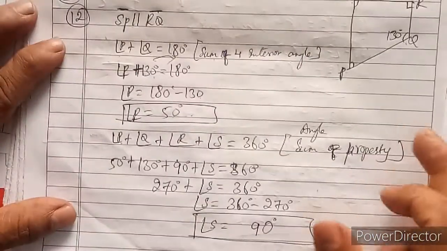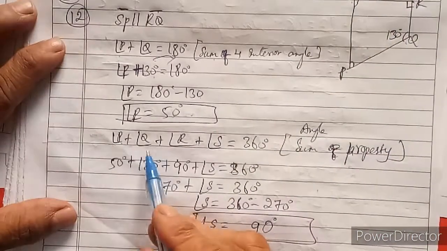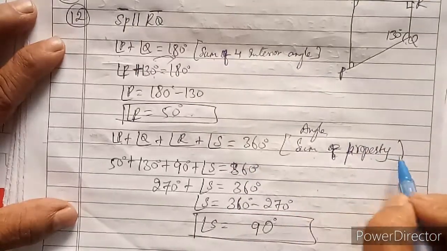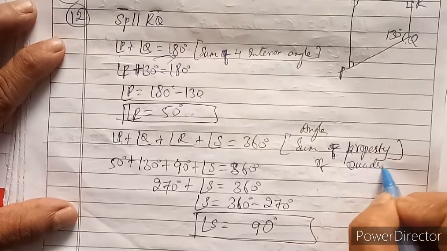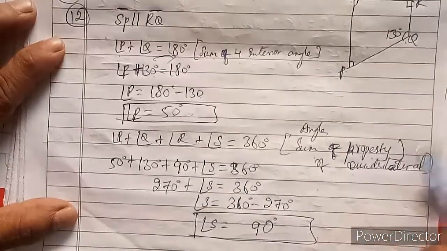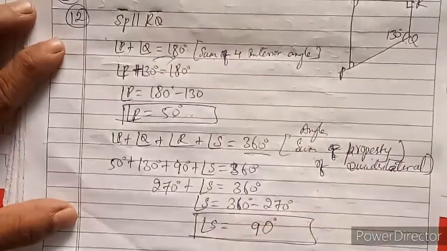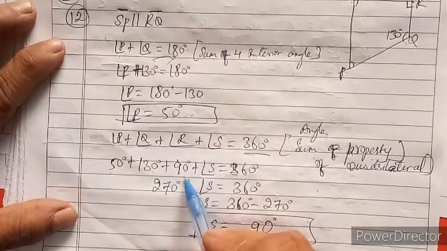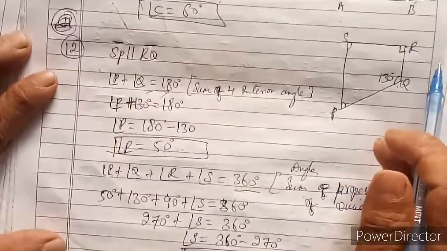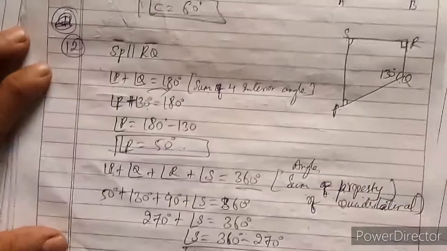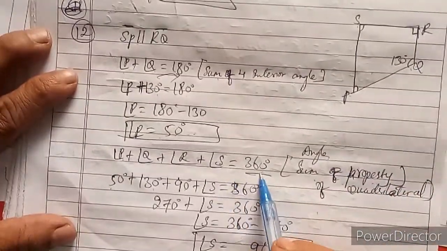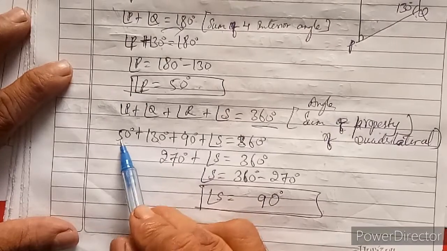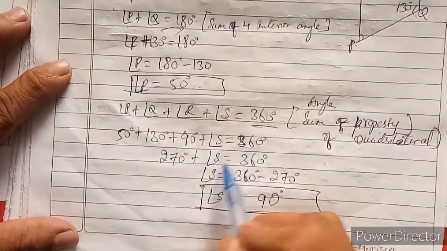After that, the four angles of a quadrilateral, angle P plus angle Q plus angle R plus angle S, is equal to 360 degrees. This is the angle sum property of a quadrilateral, which makes 360 degrees. Angle P we got here is 50 degrees, angle Q is 130 degrees, angle R is 90 degrees, as already shown in the figure. Angle S is not given. If we add these three angles, 130 plus 50 is 180, plus 90 is 270 degrees, plus angle S is equal to 360 degrees.